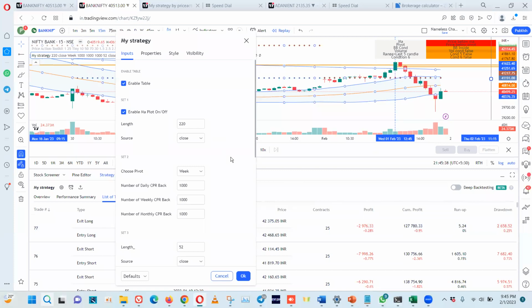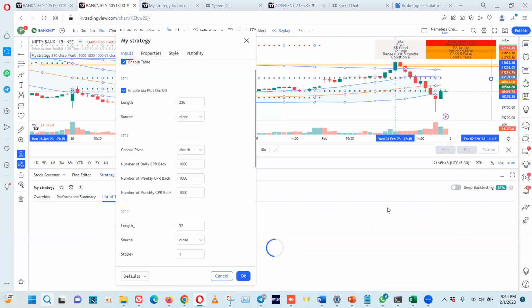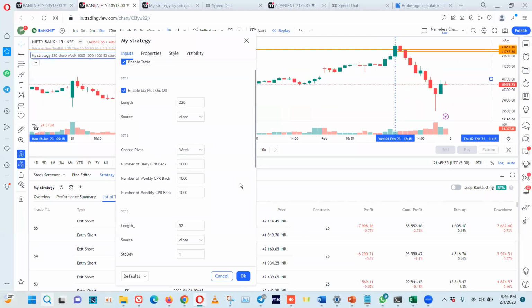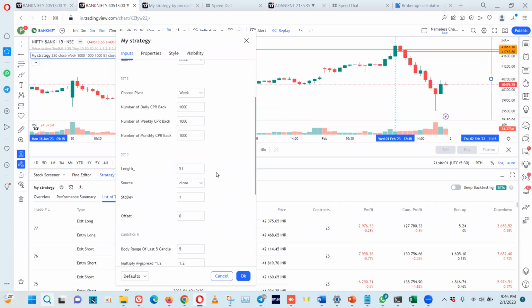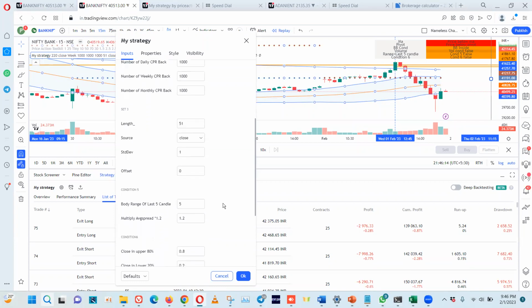Okay. Then here we have a pivot. So instead of weekly, if I use daily, what happens? Profit is decreasing. So we don't have to use daily. If we use monthly, what happens? Profit is even less. So I think weekly is fine for this. Then there is another length. In this length, I have got a value of 51. See, the profit has increased from 127 to 139. And the standard deviation is 1, that is fine for it.